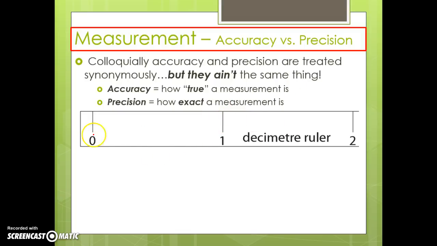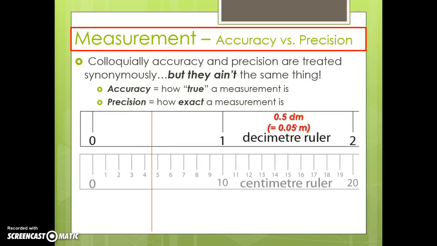So we have a decimeter ruler. This is 1 decimeter right here, this is 2 decimeters. Now, if we were to break that up and make a line right there, we could estimate that that's 0.5 decimeters, right? And when we convert that to meters, we get 0.05 meters. So based off of this estimate, we know that this point right here is going to be 0.5 decimeters or 0.05 meters.